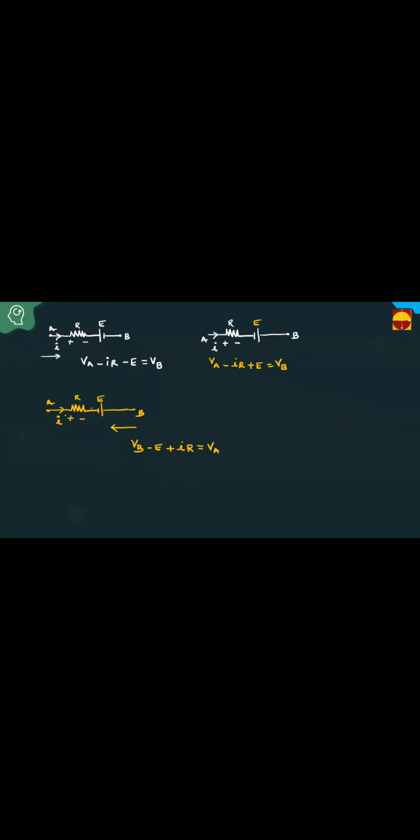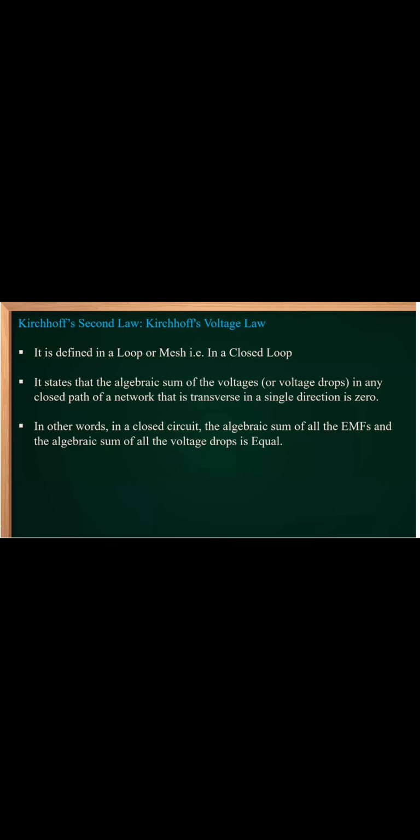Now, once you are moving like this, negative to positive always means positive, and positive to negative means negative. This is equal to VA. Clear? This is the minimum knowledge that you have to consider. This is the sign convention. Then, by knowing this, we start KVL.